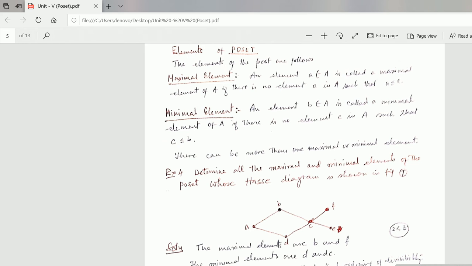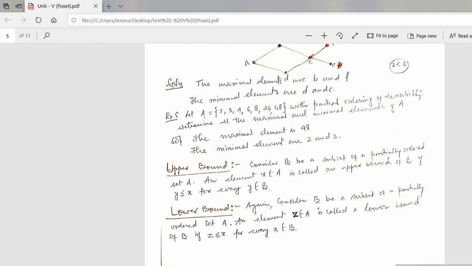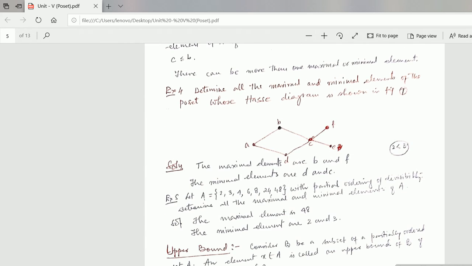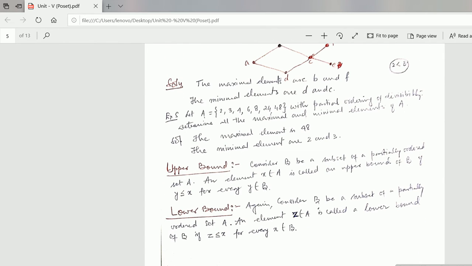An element A belonging to set A, suppose I take this element 48 which belongs to this set A, is called a maximal element of A if there is no element C in A such that A is less than or equal to C. There is no element in this set greater than 48, which I have taken as the maximal element, and this is your definition. That means the maximal element is 48.